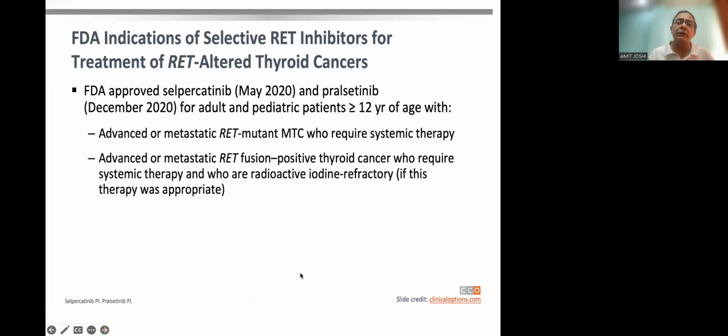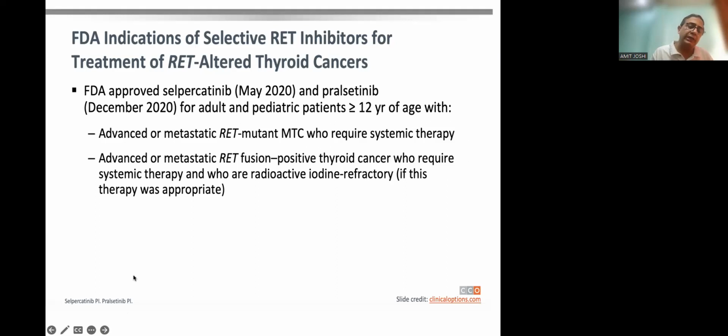So with these two datasets, the FDA has approved selpercatinib, and the other RET inhibitor, pralsetinib. These are the two RET inhibitors. They are approved for patients with advanced or metastatic RET mutant MTC who require systemic therapy, and similarly for advanced or metastatic RET fusion positive radioiodine refractory differentiated thyroid cancer. So in both medullary thyroid and differentiated thyroid cancer, if it is RET positive and the disease is progressing, this is one of the standard treatments.